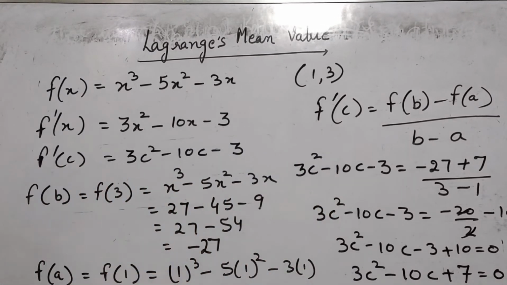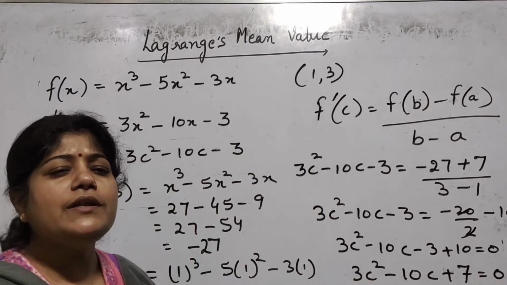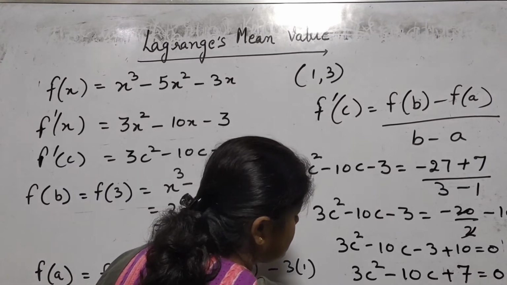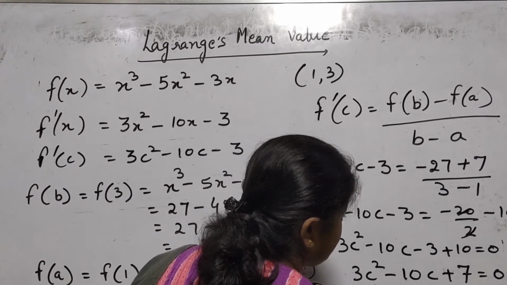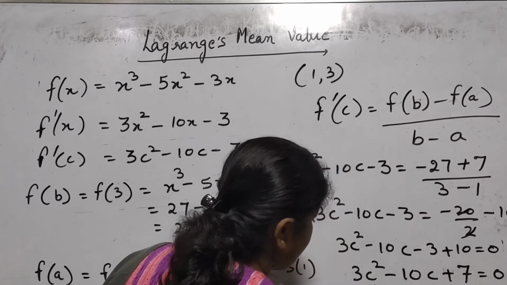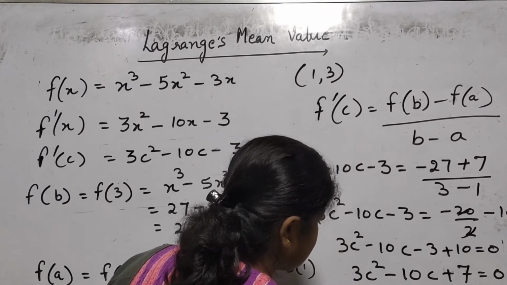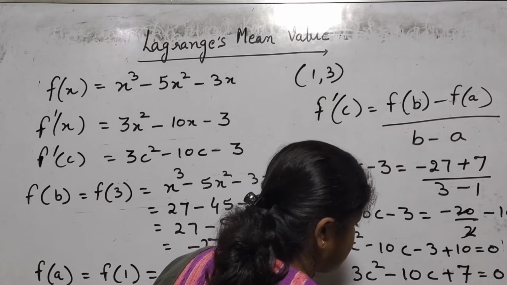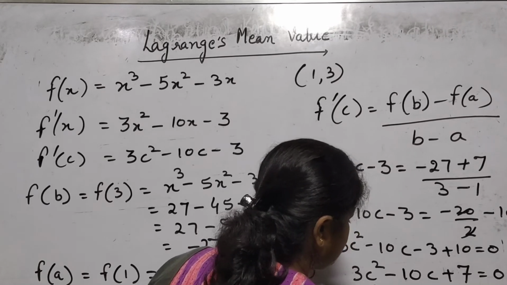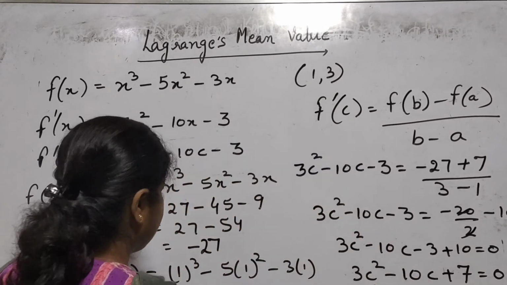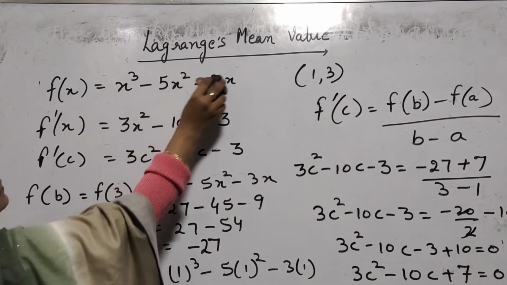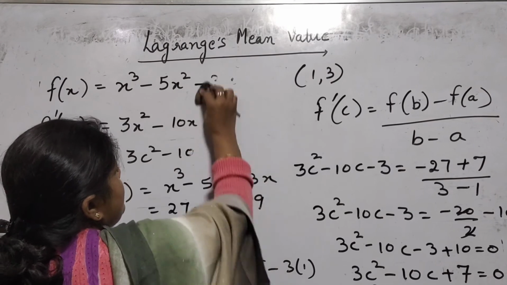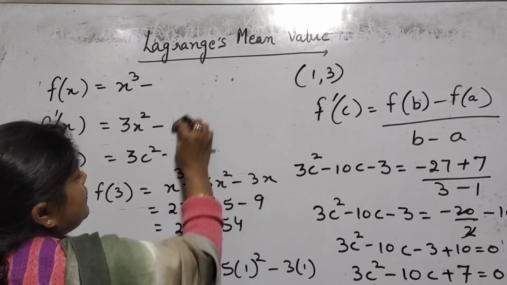So 7 times 3 is 21, and we have 7 and 3 making 10. So we get 3c square minus 3c minus 7c plus 7 is equal to 0. We get 3c(c minus 1) minus 7(c minus 1). So there are two values. We got two values. I am writing them over here in the middle of the blackboard.